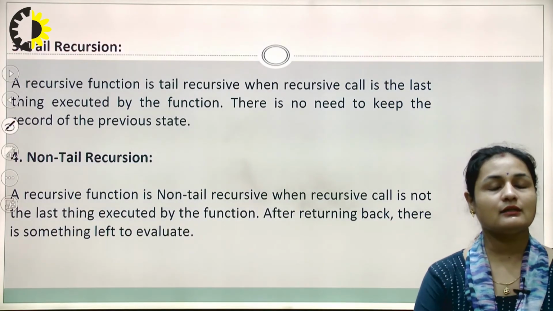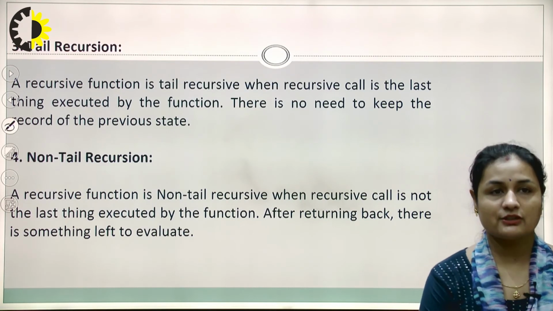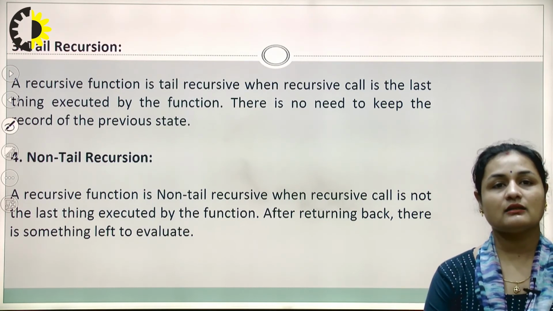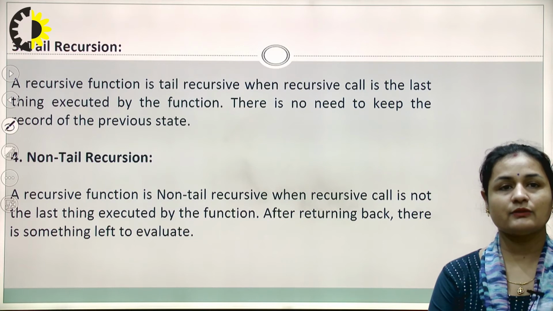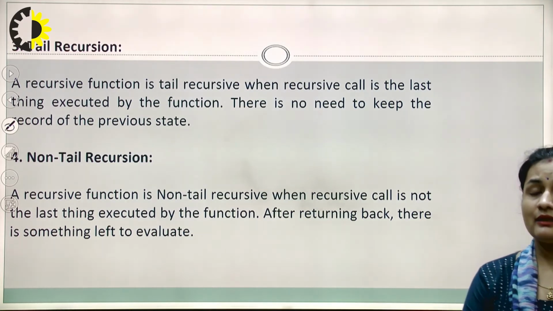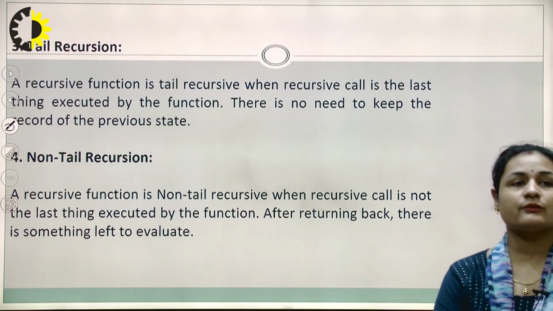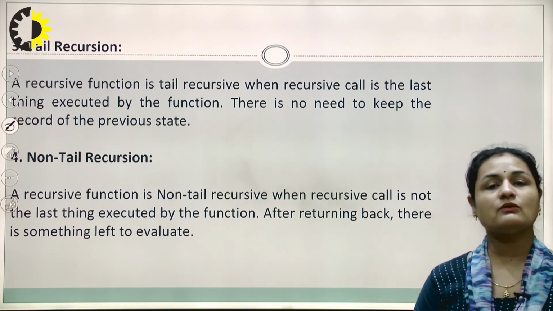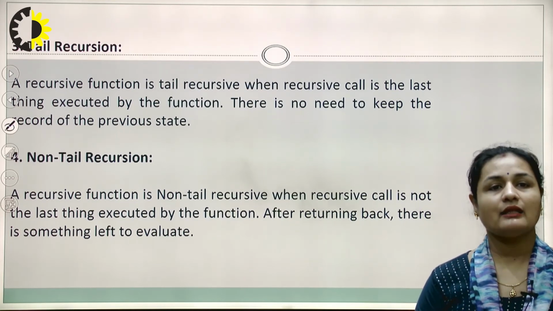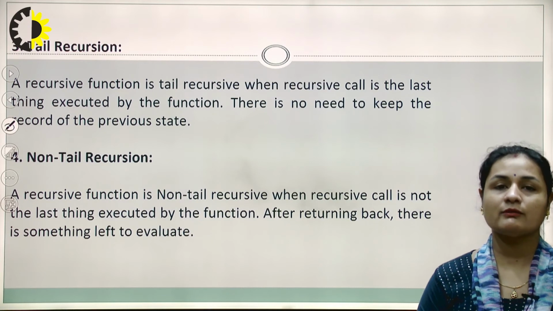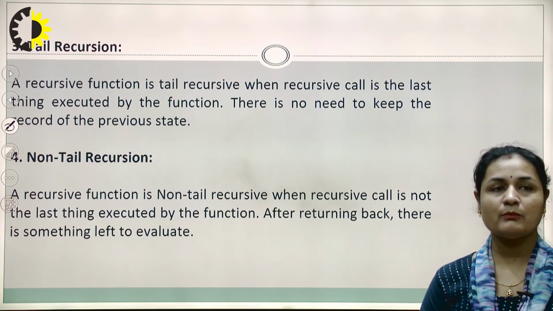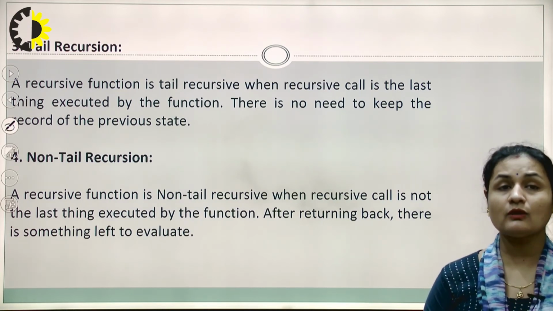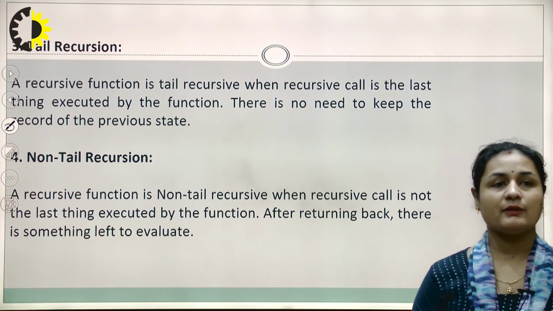Now the third one is tail recursion. A recursive function is tail recursive when the recursive call is the last thing executed by the function. When the recursive call is the last thing executed by that function, then this is known as a tail recursive function, and there is no need to keep the record of the previous state. It is an important point in tail recursion that we don't need to keep the record of the previous state.